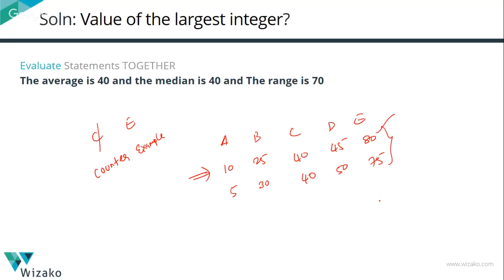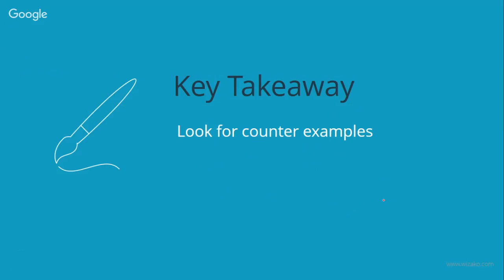A counter example may exist, right? If you find a counter example, good, you have nailed it. You're saying that the statement is not sufficient. But just because you've not been able to find a counter example doesn't mean that one does not exist, right? Let's move on to the next one.